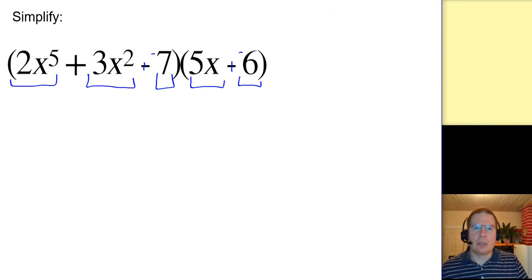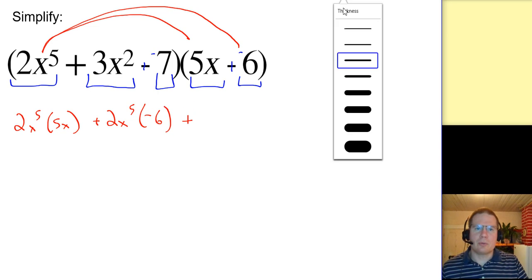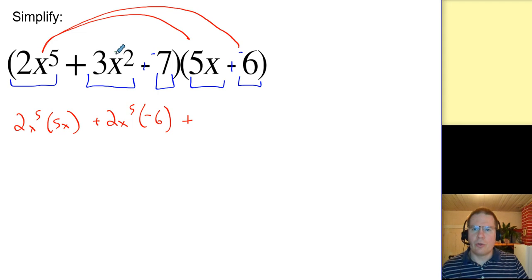So let's get started. My first term here is 2x to the 5th. I'm going to distribute that to both of those. So 2x to the 5th times 5x and 2x to the 5th times negative 6. Then I move on to my next one. 3x squared, right? That's the next term over. 3x squared times each of these.